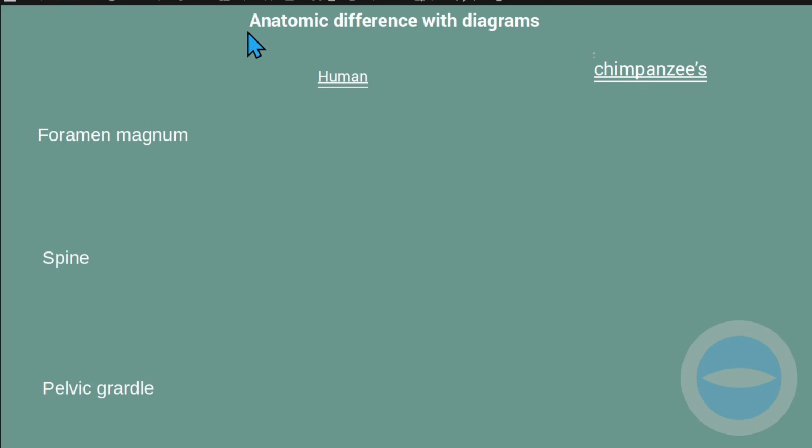So now we are on anatomic difference with diagram. I will show only the diagrams and then I will explain. We have human and then chimpanzee. The first thing is bipedalism. Bipedalism is using two feet for standing and walking. So we have to show the difference between human and chimpanzee in terms of walking or standing on two feet.